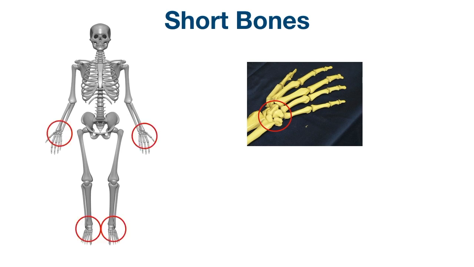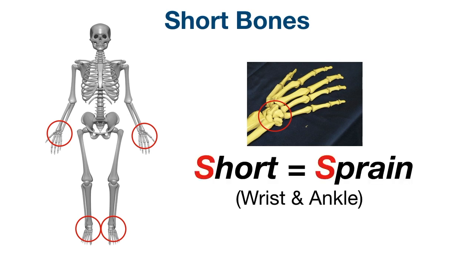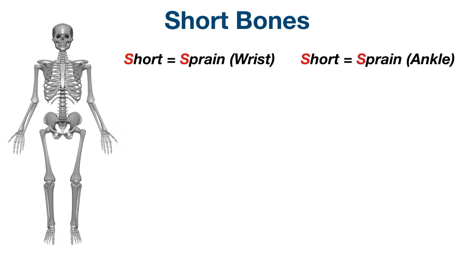The short bones are easy to remember because they're primarily found in the wrist and ankle. The trick for short bones is to use the letter S to remember the word sprain, and the ankle and wrist are common joints to get sprained, so this can help you remember the bones of the wrist and ankle are short bones. Let's look at examples of short bones.